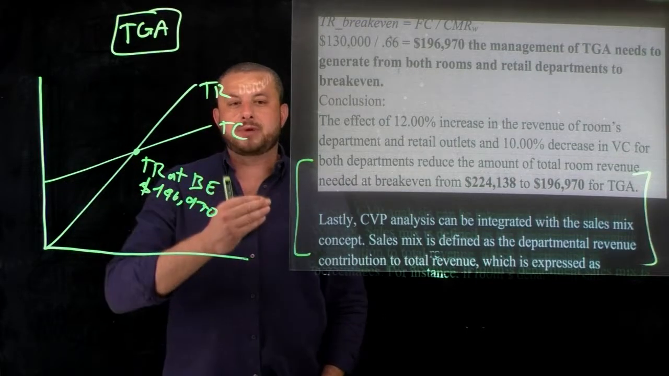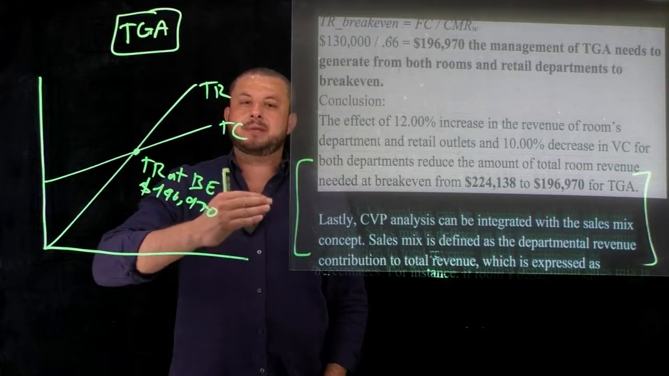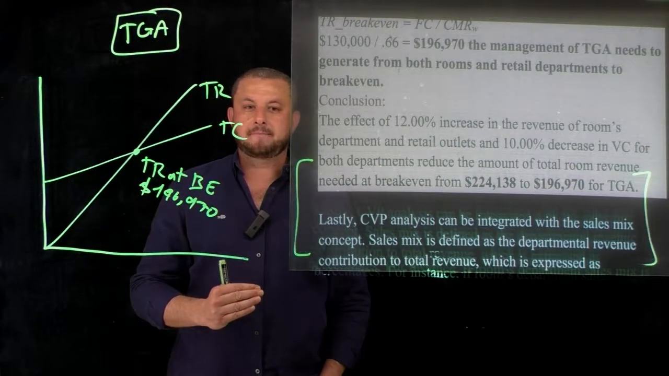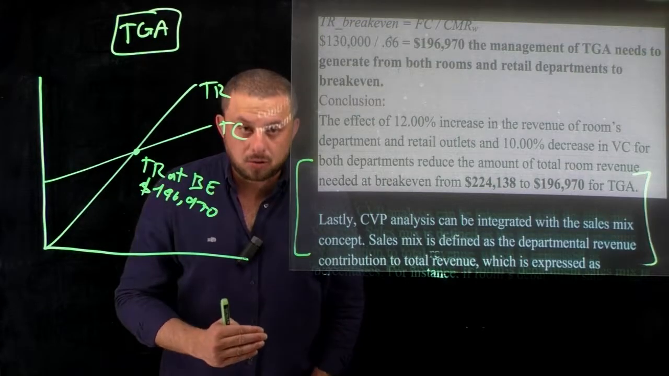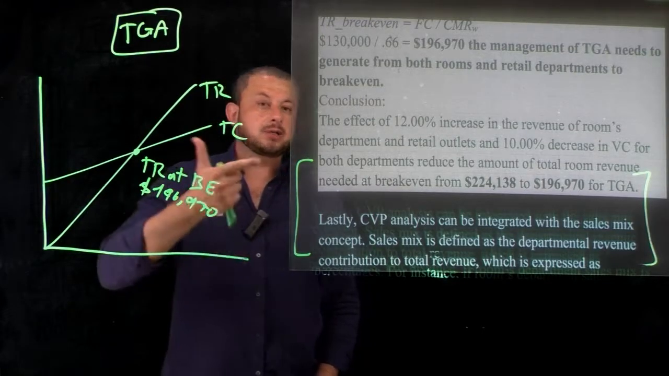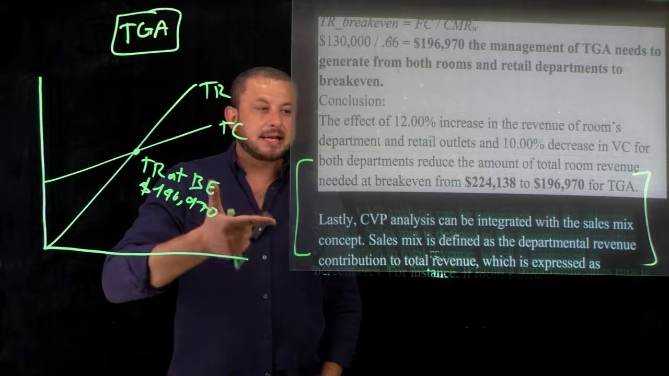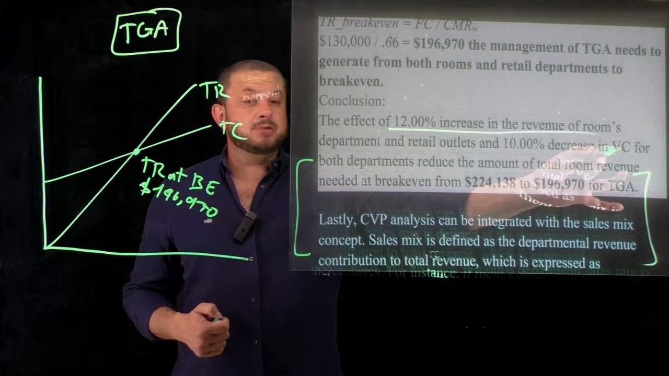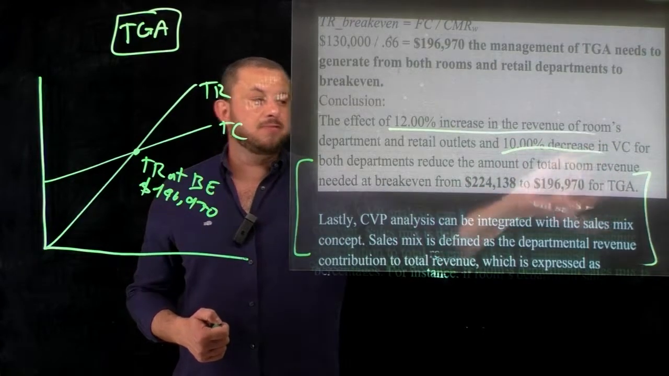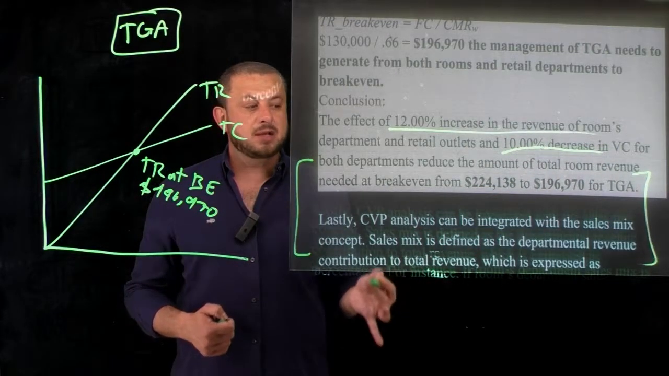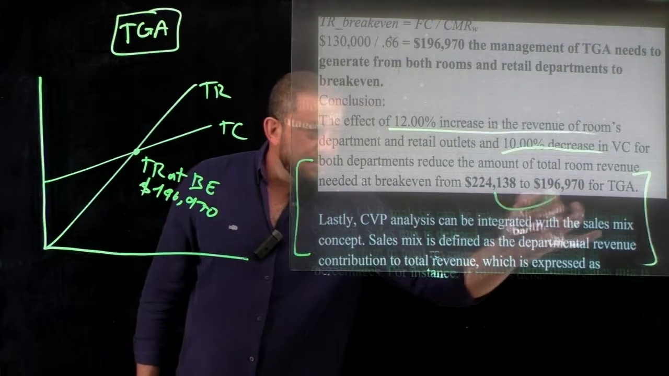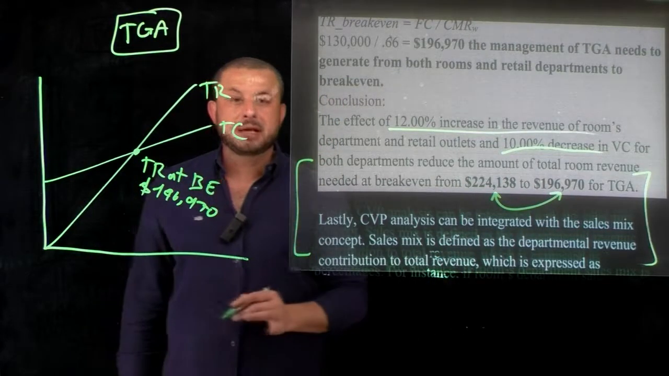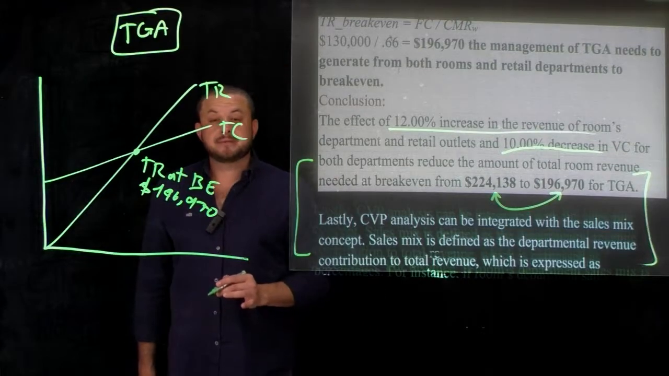So the question becomes right now, do you want your TRBE levels high or low? What do you think? Of course low. Why? Because you will get there quicker, sooner, correct? That is exactly why a 12% increase in the revenue items for both departments and a 10% decrease in VCs for both departments results in a decreased TR at break-even levels, and that's very beneficial to the TGA.